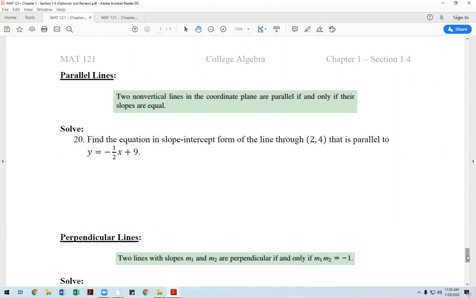All right, so the last part I want to talk about is the idea of what happens when 2 lines are parallel or 2 lines are perpendicular to each other. So let's look at this number 20 here. Now, the crucial information we're trying to get out of this is the fact that parallel lines are always going to have the same slope.